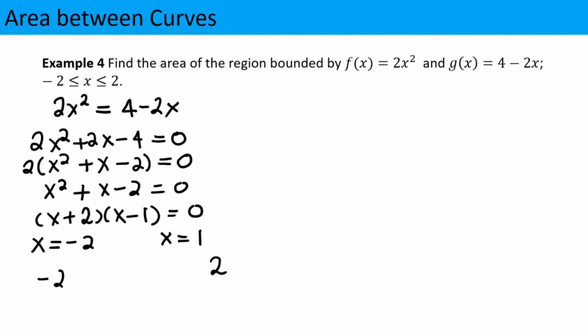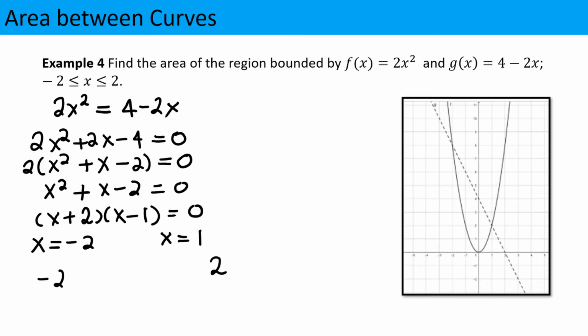Either way, here's our graph, and we see that at x = −2, the graphs do indeed intersect. And guess what? It does so again at 1, but we are asked to find the area from −2 to positive 2. So we've got to set this integral up correctly. There's going to be 2 of them, right?